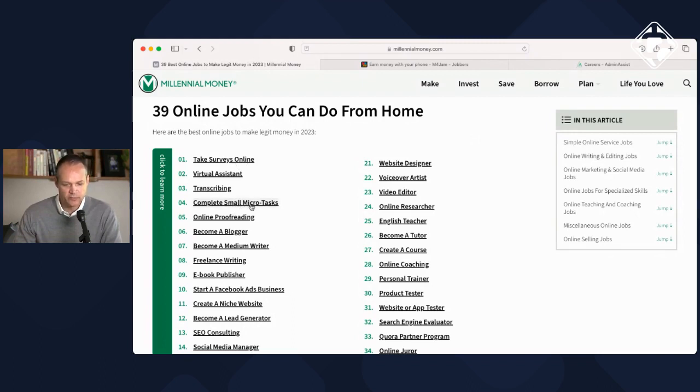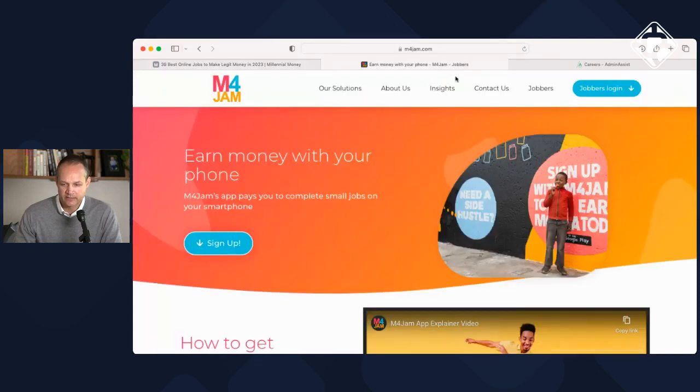So number 4, complete small micro tasks. In South Africa, obviously, we have a very popular one, Money for Jam. Some of you might be familiar with them. This is where you register and you complete micro tasks and you effectively get paid for doing that. So definitely check out Money for Jam.